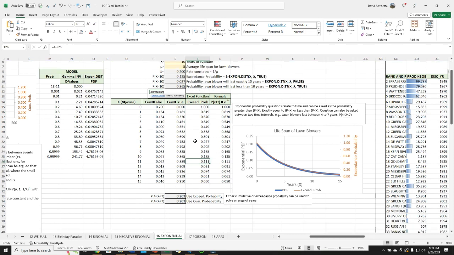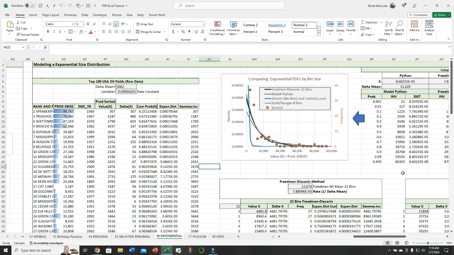And then just a little bit lower in this worksheet, I've calculated the probability that the lawn blower will last more than 4 years but less than 7. I've done the calculation using the cumulative probability and the exceedance probability to demonstrate that either parameter will yield the same answer. Now let's move on to fitting an exponential size distribution.